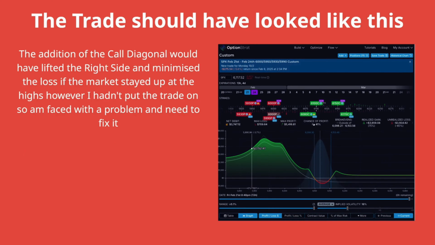The trade should have looked like this. The addition of the call diagonal would have lifted the right side and minimized the loss if the market stayed up at the highs. However, I hadn't put the trade on, so I'm faced with a problem and need to fix it.